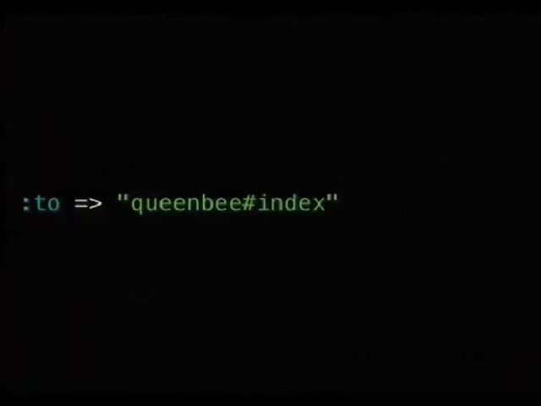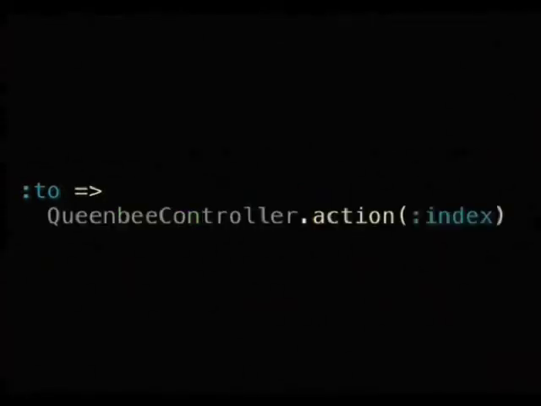Before I said that `to` takes any arbitrary rack application, so you might be thinking, oh, this is a string. That's not a rack application. How does that work? And the answer is it actually expands to this, which is another point, which is that all Rails actions now are rack applications.